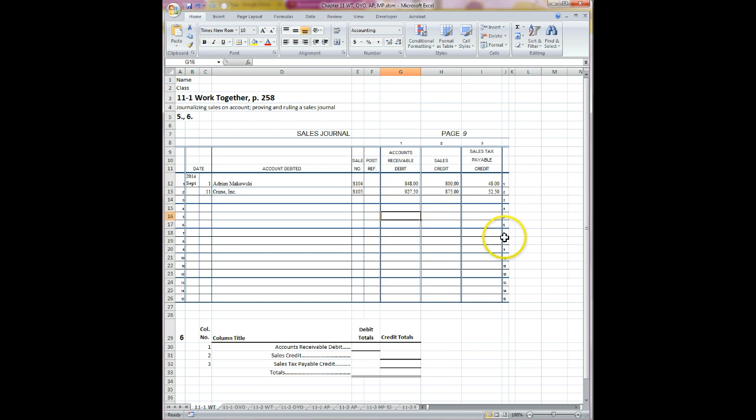We have one debit column and we have two credit columns. So these two combined must equal this column. All right, moving on to the next one.